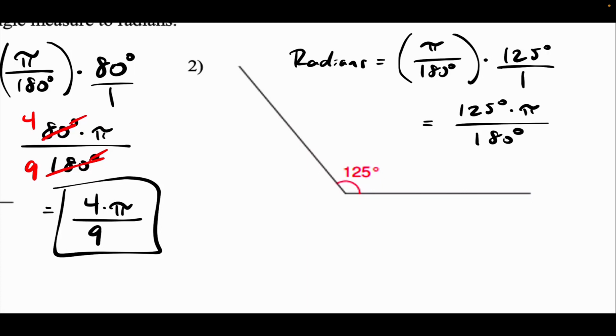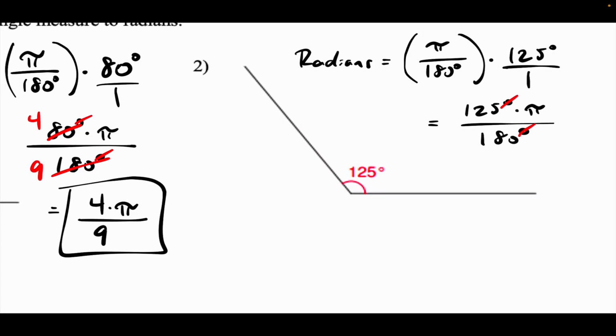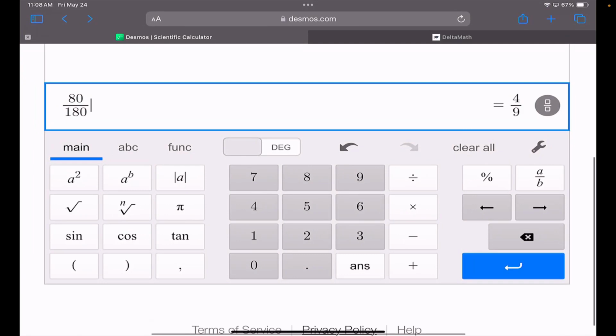Now reduce. Degrees go away. And then I have to find the biggest number. I think 5 or, no, not 25. I think 5 is the biggest thing that goes into both. So let's see, 125.